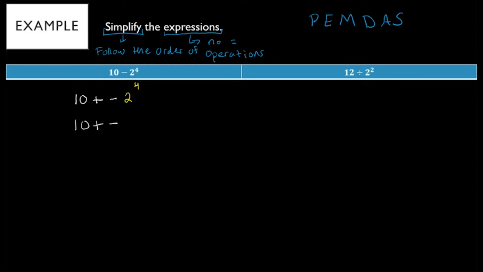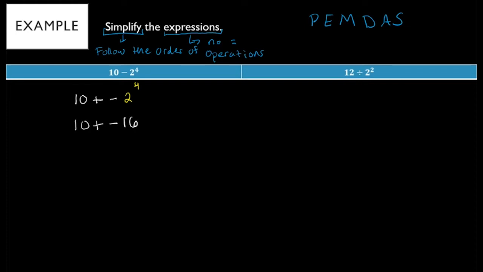You can do that on a calculator. It's perfectly fine to use a calculator. You don't have to do this in your head. But 2 to the 4th comes out to 16. So I'm going to write that as 16. So now we have 10 plus -16. We took care of our exponent. We don't have any multiplication or division going on. So now we're doing our addition and subtraction step. We're basically just going to do 10 plus -16.